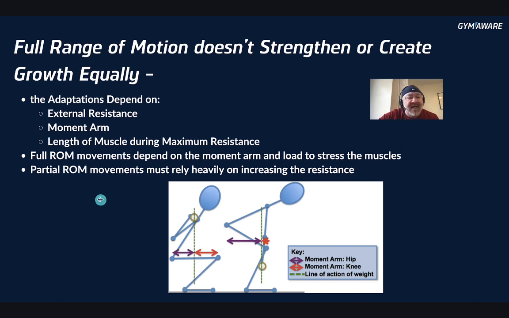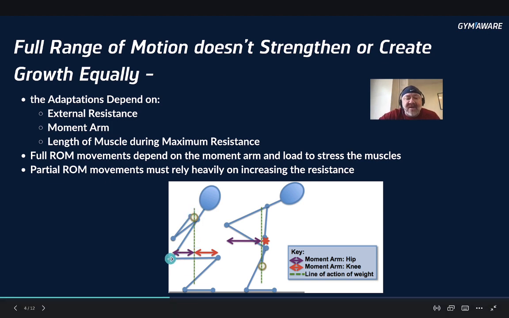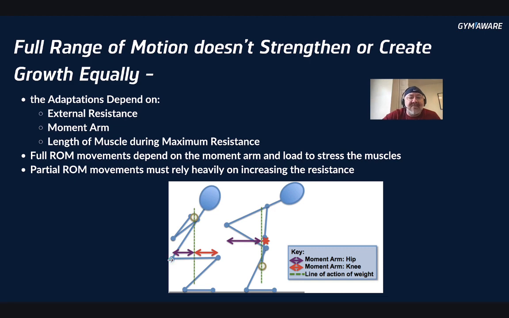So anyway, full range of motion movements depend on the moment arm and load to stress the muscles. Partial range of motion must rely heavily on increasing the resistance. Because if you want to do partial squats and get the athlete stronger in that shorter range of motion, you're going to have to increase the load, because it's going to be easier, because you're not going to have the biggest moment arms.